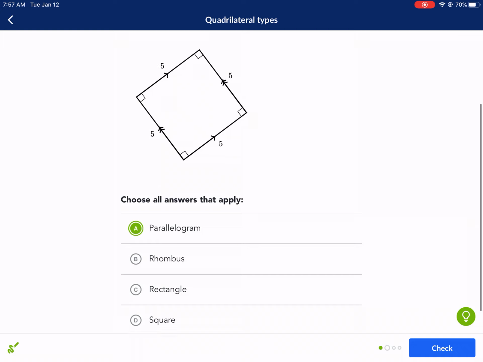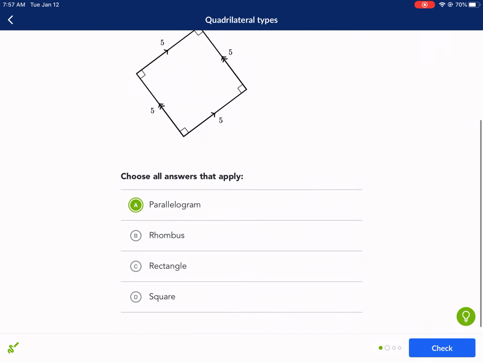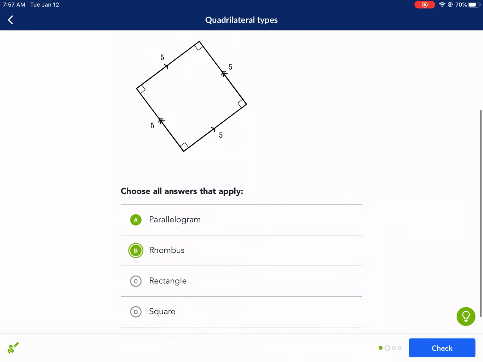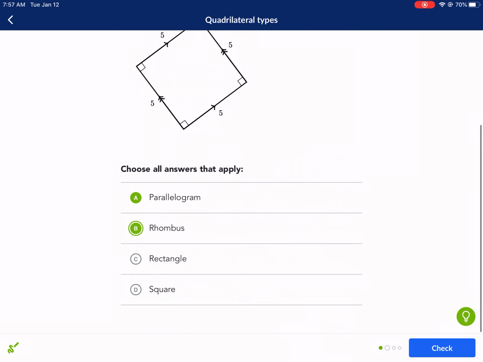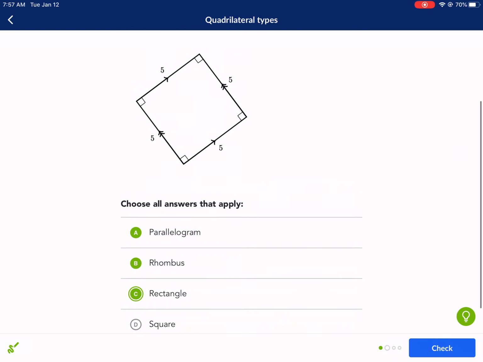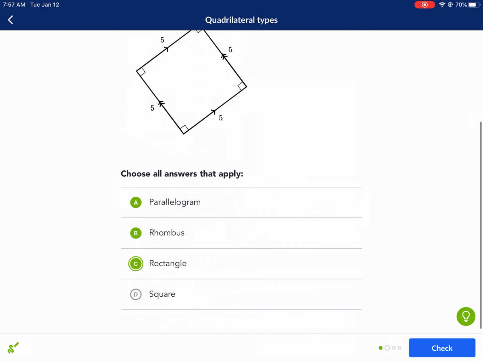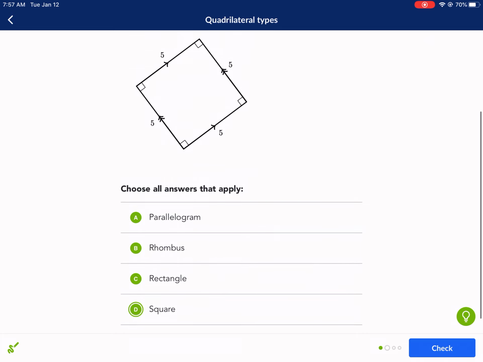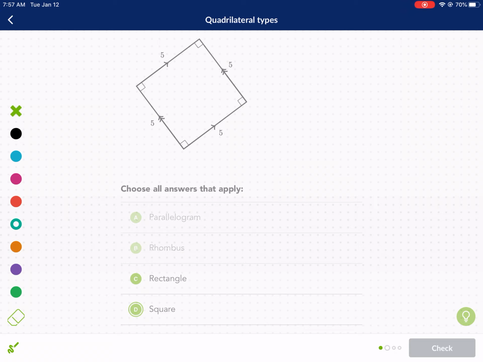Anytime two opposite sides are congruent, we have a rhombus because it's a parallelogram where all sides are congruent. It's a rectangle because it's a parallelogram where all angles are congruent. And it's a square because it's a parallelogram where all angles and all sides are congruent. So just to clarify, this is opposite sides congruent and parallel. We have rhombus, where we have all sides congruent.